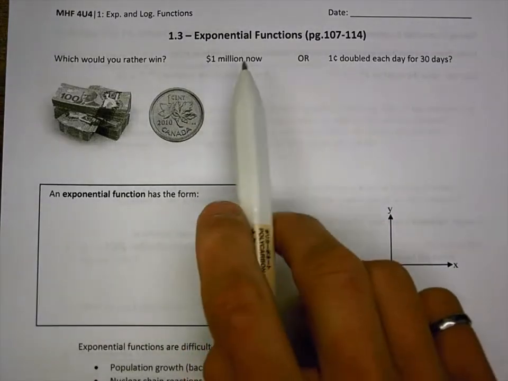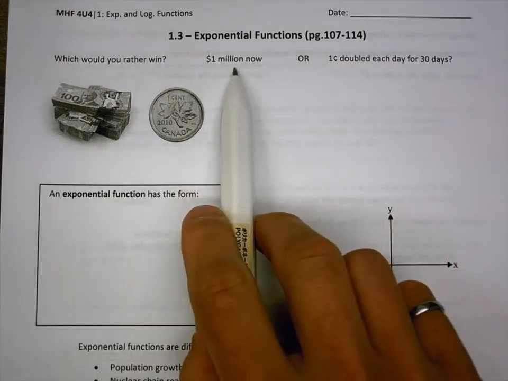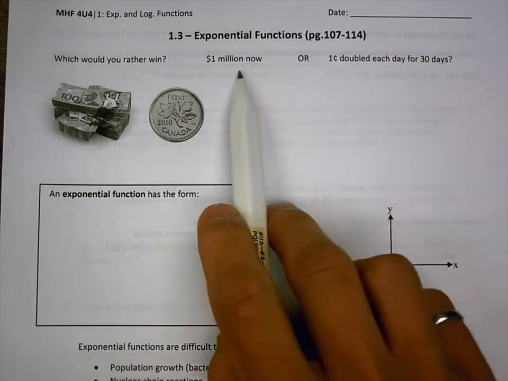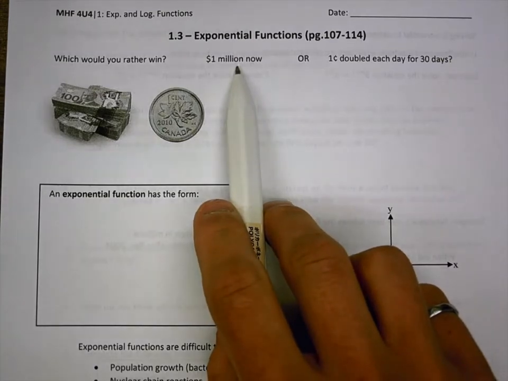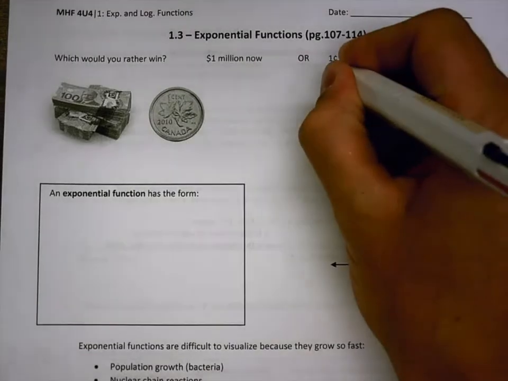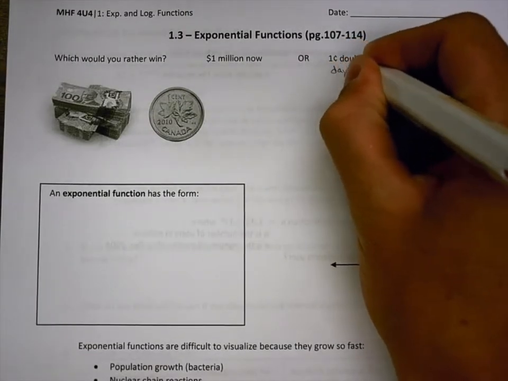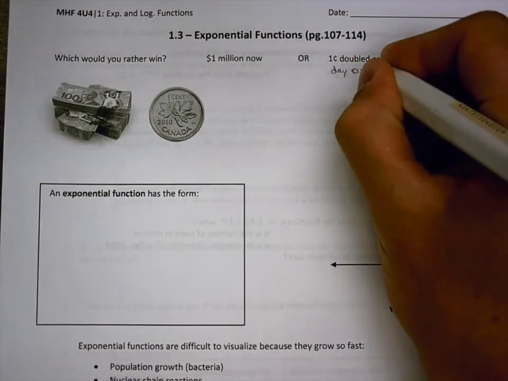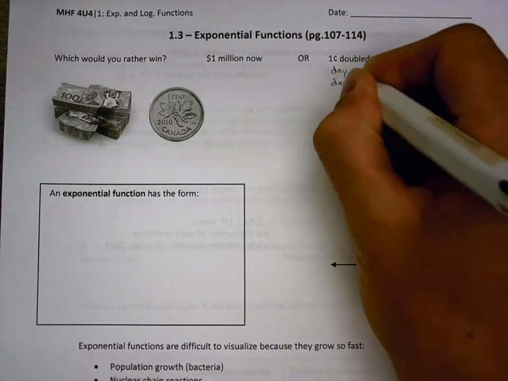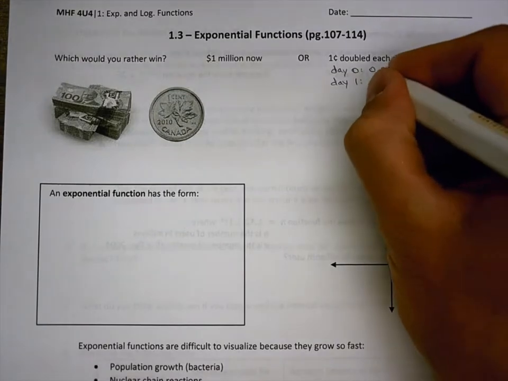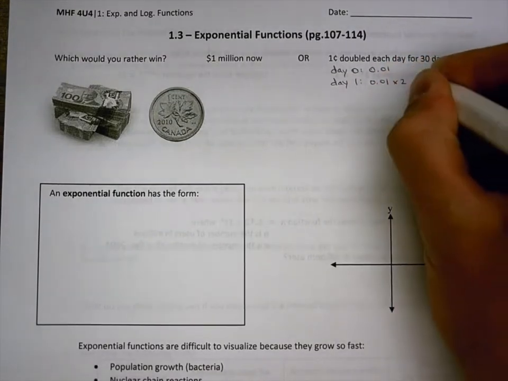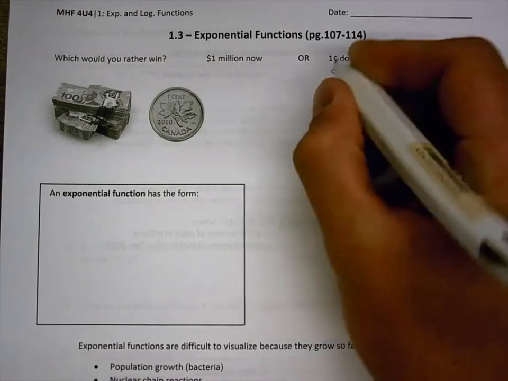And I know by looking at this, my instinct is $1 million now, because even if I double 1 cent a bunch of times, I don't think it's ever going to get to be more than $1 million. But let's use math and just double check. So let's say on day 0, I'm starting off with 1 cent. On day 1, I'm doubling it.